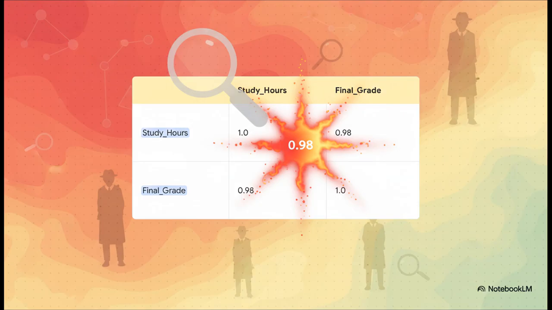You want to look for the brightest, hottest colors. So check out that square where study hours and final grade cross paths. It's bright red and it's got a number, 0.98. Now, a 1.0 would be a perfect relationship. So 0.98, that tells us the connection between these two is incredibly strong.